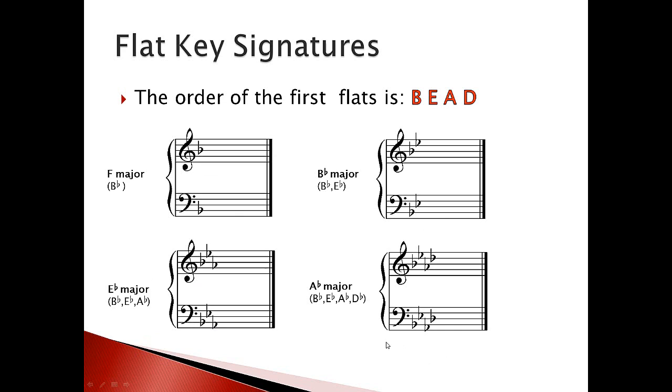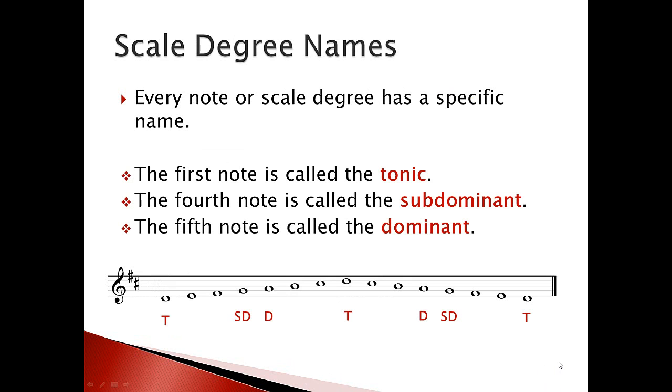And remember, the way we figure this out is we build a major scale starting on A flat, and we go tone, tone, semitone, our whole step, whole step, half step, and so on. And that gives us this order of flats. B flat, E flat, A flat, D flat. And you can build a scale on any note, and it'll tell you what the key signature will be.